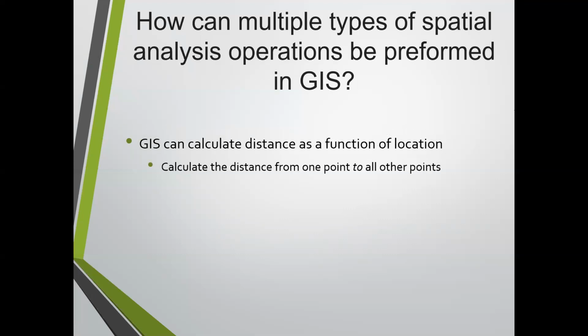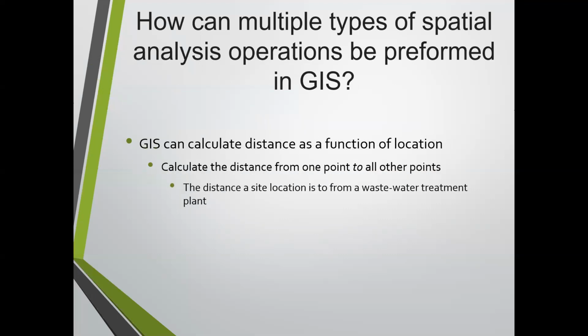So it just calculates the distance from one point to all other points within that. And that's either true with a vector, which you might think of as kind of like a contour map of the distance away from your selected object. Or in terms of raster, what you get is pixels with each pixel filled in with the value. I'll try to show you an example of that.